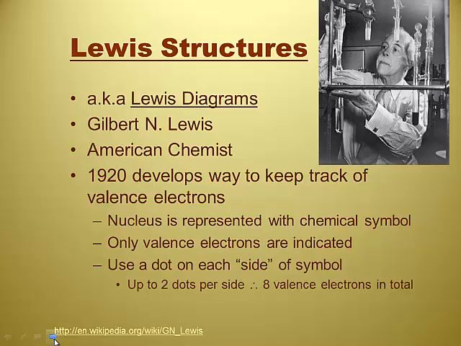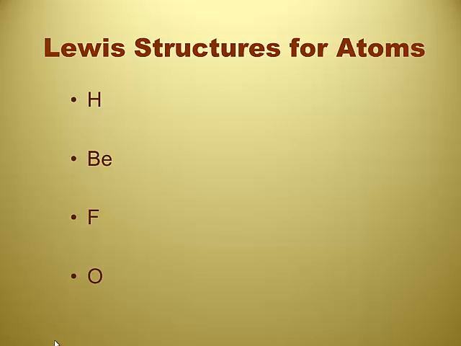So we've got to show how that works for atoms such as hydrogen, which only has 1 valence electron, so you'd put 1 dot. The standard is to start at the top and work your way around clockwise, spreading out the dots and then partnering up when you're forced to. We're using Hund's rule, so we don't draw 2 dots on one side until we have to. For beryllium, which has 2 valence electrons, we draw an electron on top and an electron on the right side.